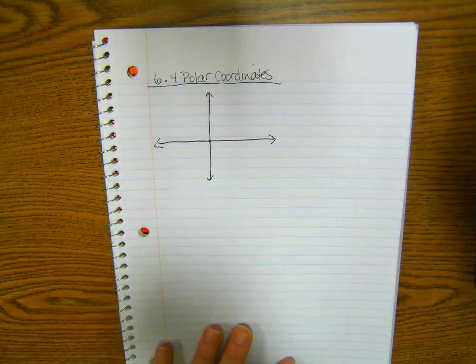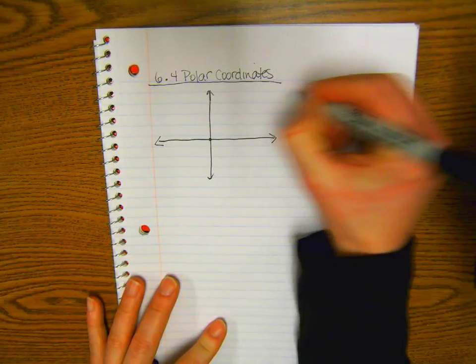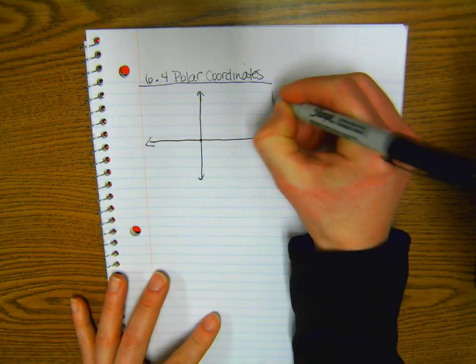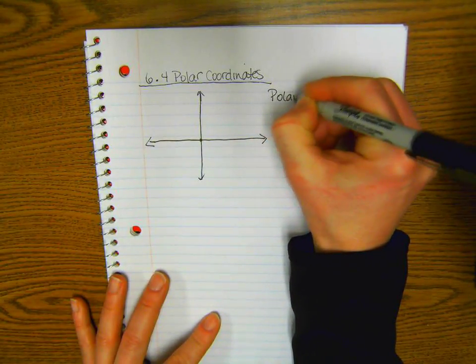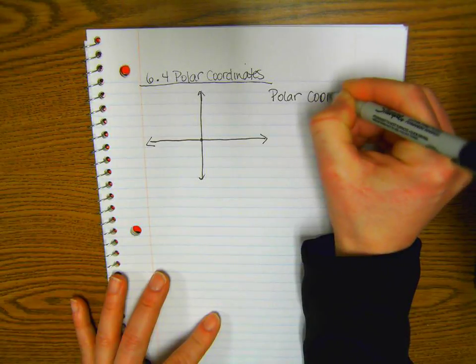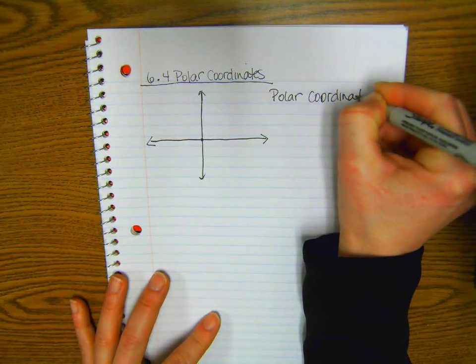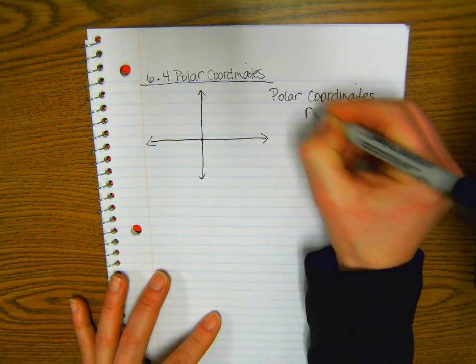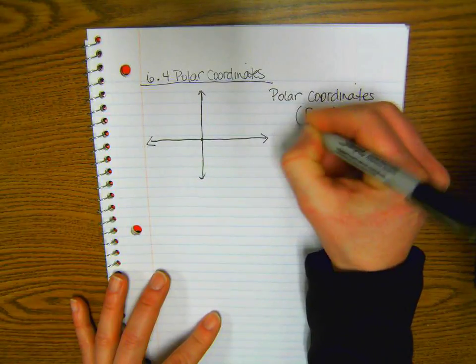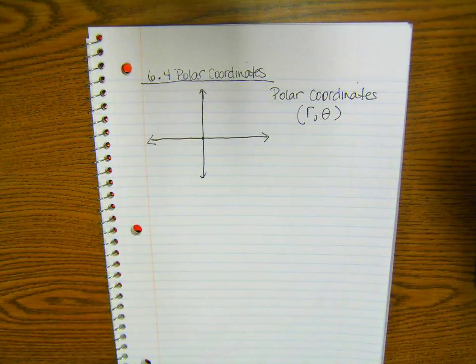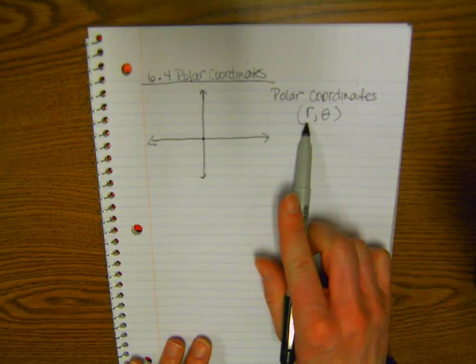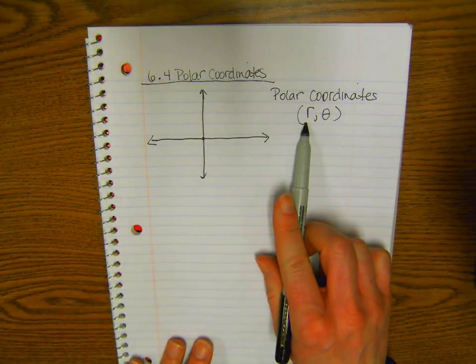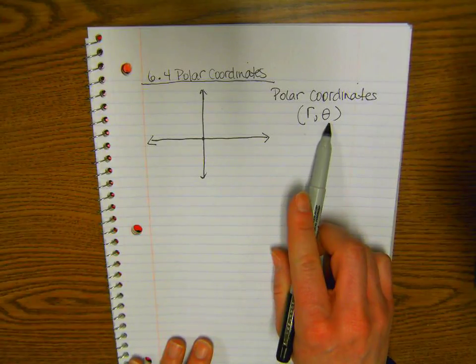And what happens is the polar coordinates are not x and y anymore. They're r and theta. So what r represents is the distance away from 0, 0, and theta represents how far it's rotated.